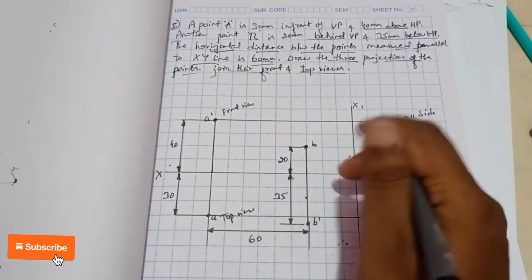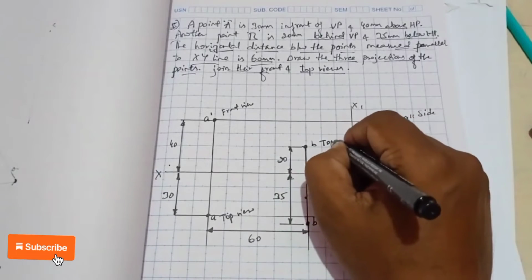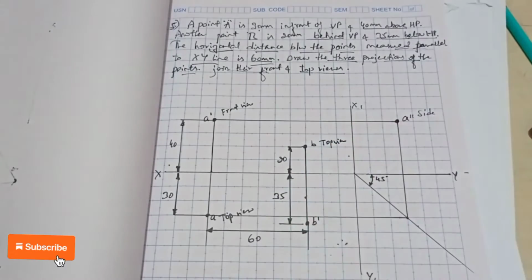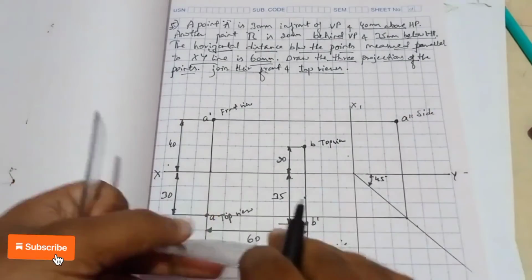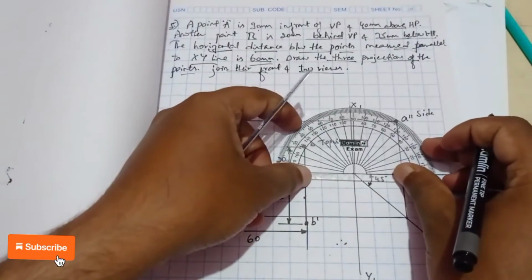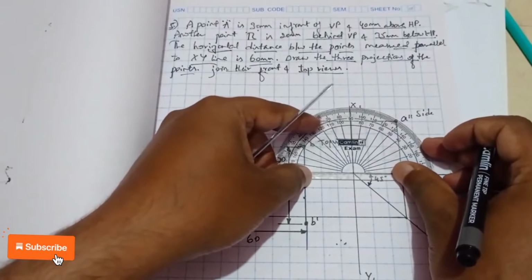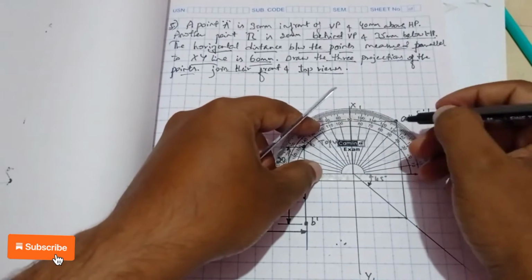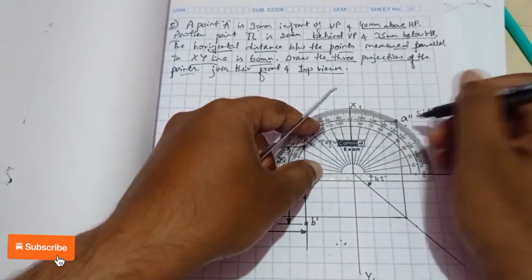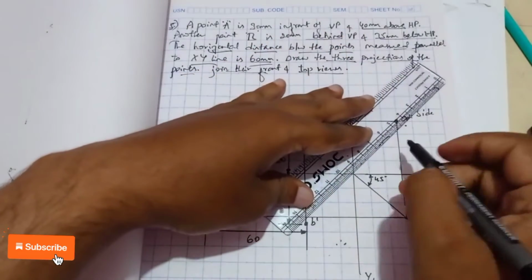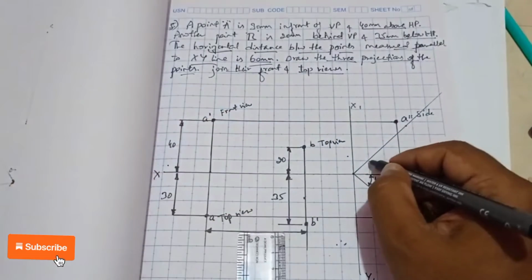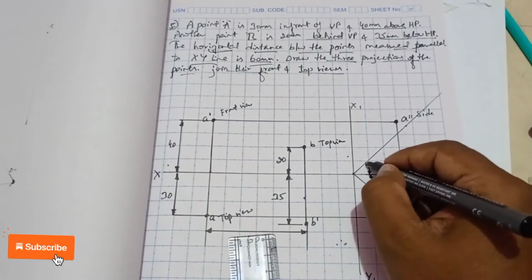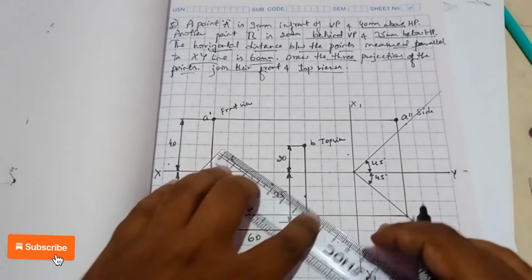So you can see here the top view, this is the top view. Top view here we're getting above the xy line, that means we should construct the angle line. So I'll take this as the reference only, x1 y1 line. I'll place the protractor here and mark a 45-degree angle and then draw an angle line here. Okay, and you can mention this angle here, it is 45-degree.